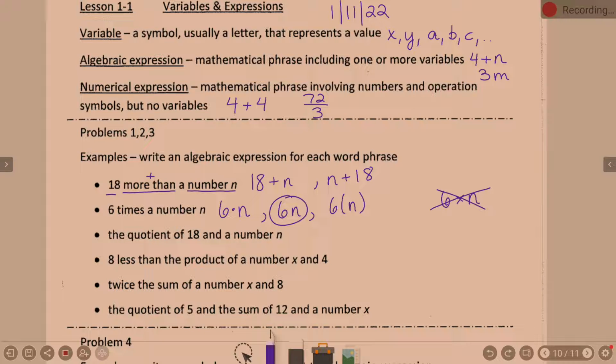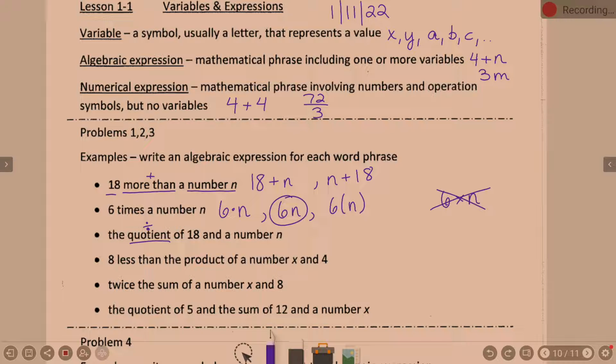Okay. Next one. The quotient of 18 and a number n. So it'd be 18. No, 18 divided. Well, and here's the deal. What does quotient mean? Divide. Quotient is divide.